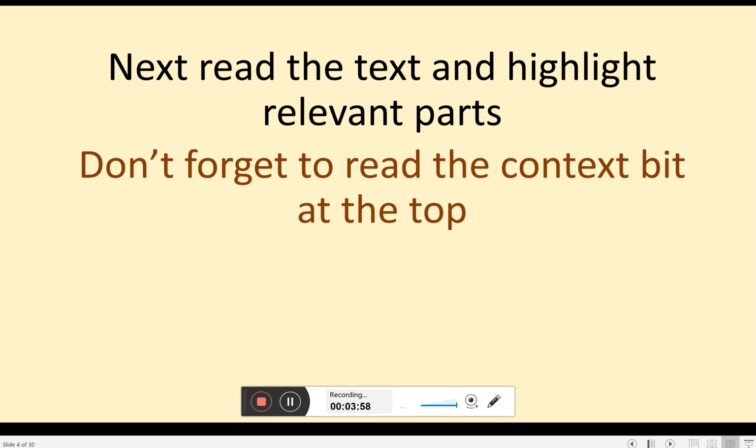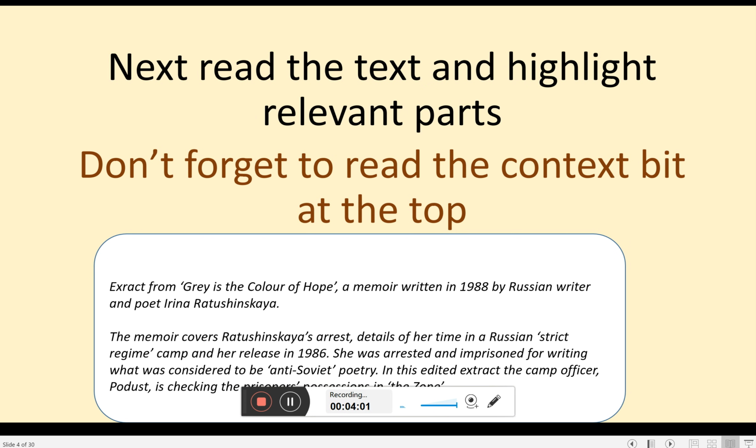next, what you need to do is have a look at the context bit at the top of the text. Some people skip over this. I myself often do this. I forget to read the headings and stuff, but it is actually really important because you can get a lot of clues about the answers from this.